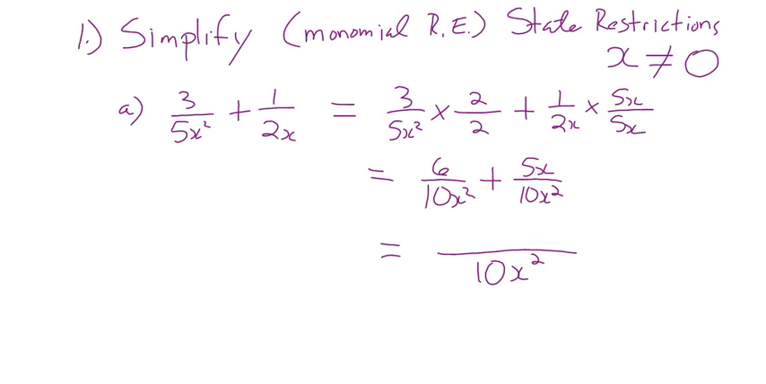Okay, so the denominator is common. It's 10x squared. And what's the numerator? Who thinks it might be 11x? You'd be wrong, unfortunately. It's 6 plus 5x. Because they're not like terms, right?